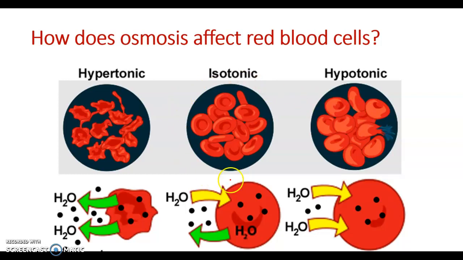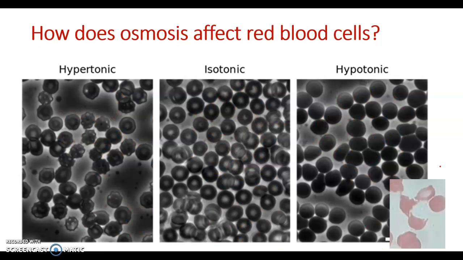So we try to maintain our cells in this isotonic condition, where the concentration of solutes on the inside of the cell is the same as on the outside of the cell, and we have osmosis happening in equal rates in both directions, keeping our cells in that nice, happy, biconcave disc shape, with the ability to transport all those important products, oxygen and carbon dioxide. We can look at those underneath a microscope as well.